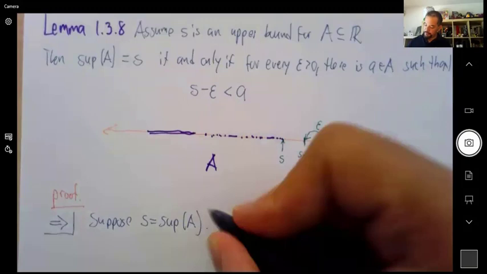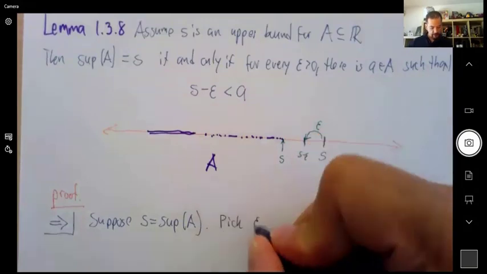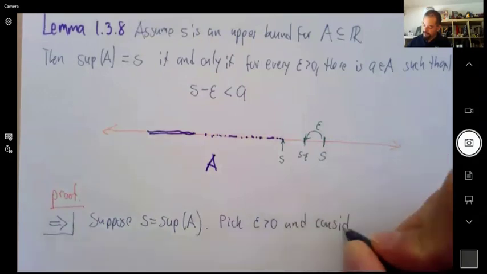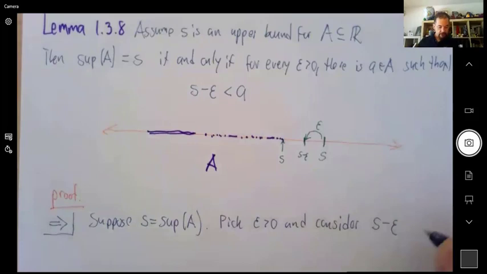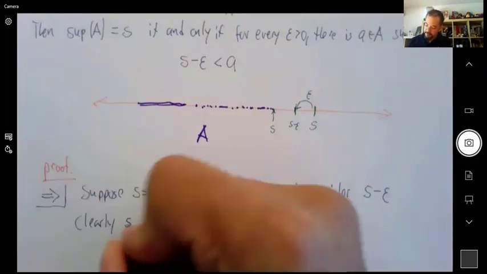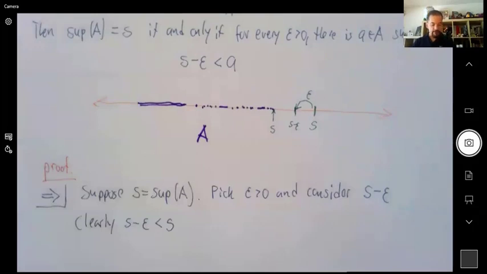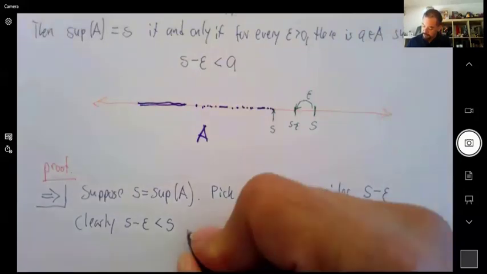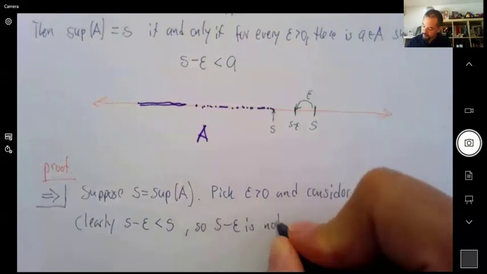So let's pick an epsilon greater than 0, and consider S minus epsilon, right? So what do we know about S minus epsilon? Well, clearly, S minus epsilon is smaller than S. That's what I meant. I said epsilon, my bad. S minus epsilon is less than S, but S was the least of the upper bounds. So that means S minus epsilon is not an upper bound.